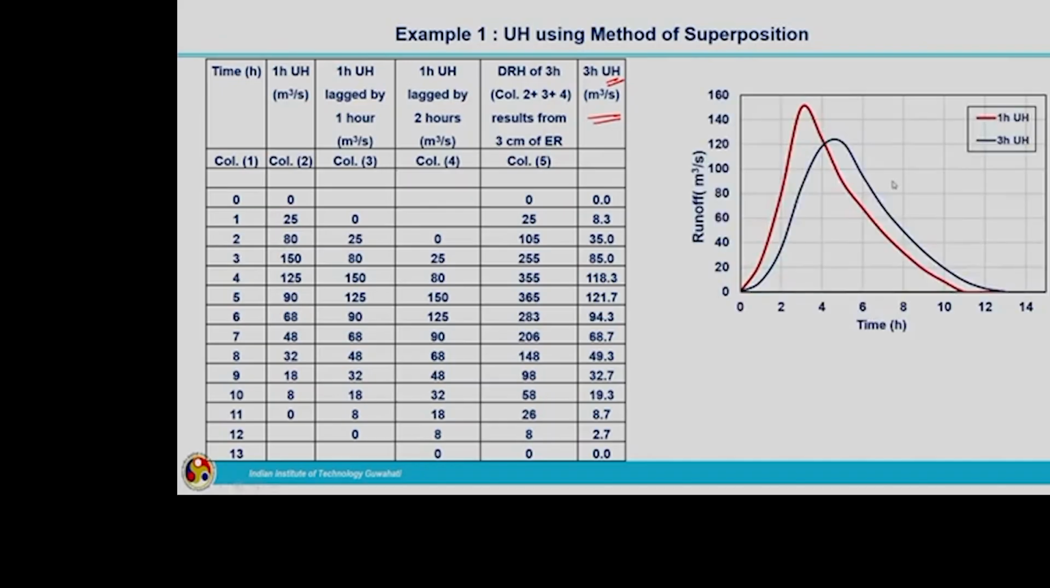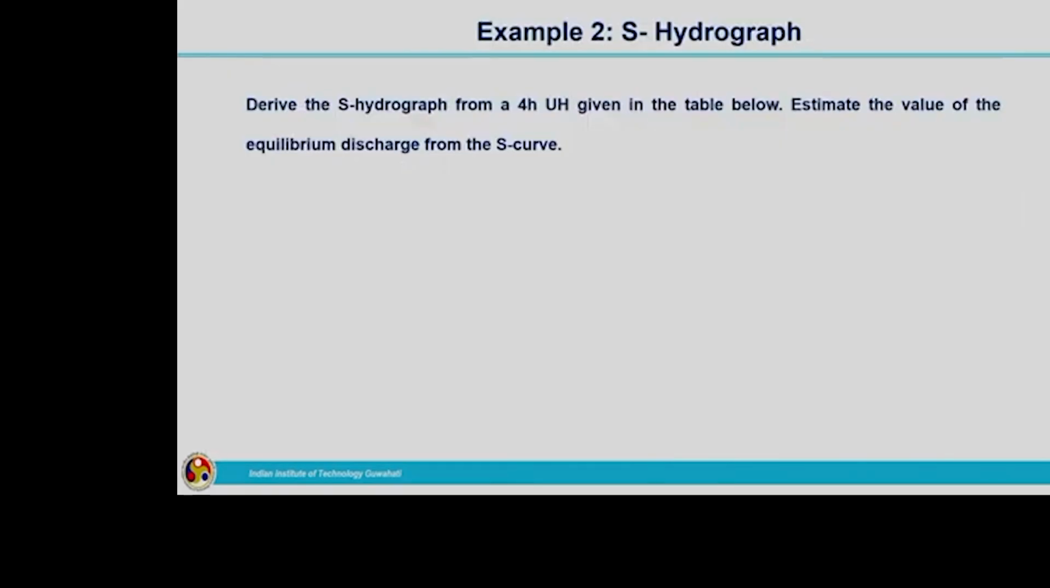So, here we are having the plot showing the 1-hour unit hydrograph and 3-hour unit hydrographs. So, you can observe the graphs. The 1-hour unit hydrograph is having a high peak and the peak is attained very fast. And while looking at the 3-hour unit hydrograph, it produces a peak after a certain time than that of the 1-hour unit hydrograph.